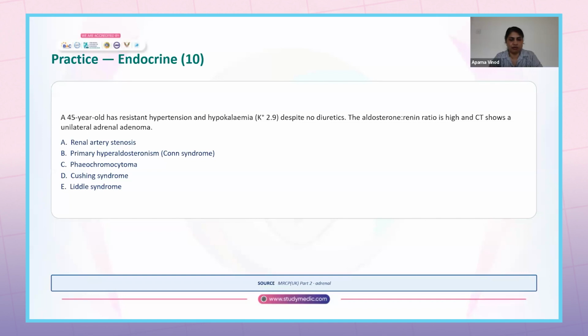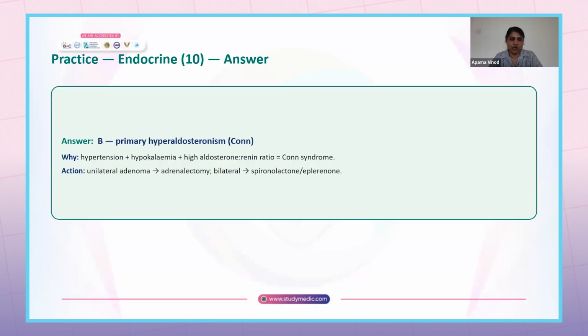It is Conn syndrome. So you have hypertension, hypokalemia plus a high aldosterone to renin ratio. If it is a unilateral adenoma, you can go ahead with an adrenalectomy. But if it is bilateral, then we can do only symptom control. In addition to other antihypertensives, you can add spironolactone and eplerenone, because it will also prevent hypokalemia at this point.